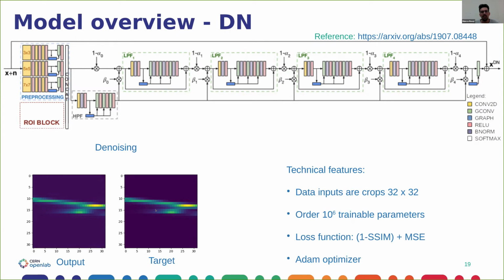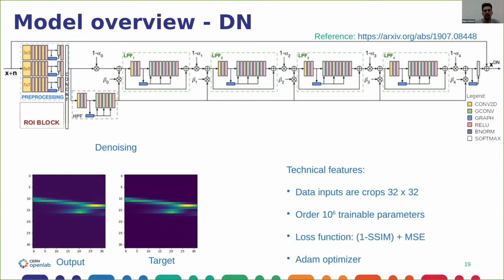As a technical feature, again, data inputs are crops of 32 by 32, and as you can see by the number of trainable parameters, this model is 10 times bigger than the one before, at 10 to the 6th parameters.